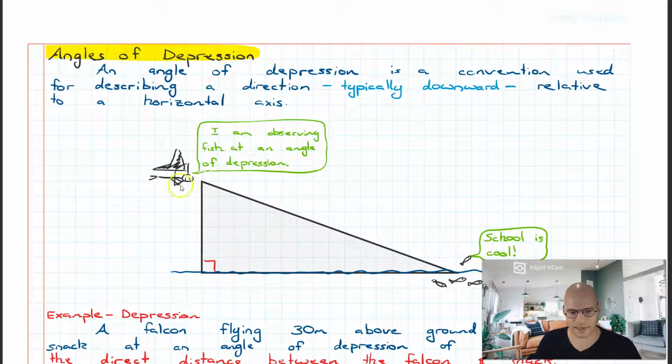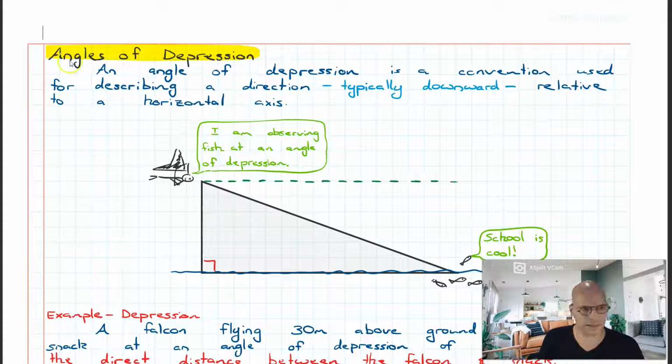The angle at which the hang glider is looking downward towards the fish can be described using an angle of depression. The angle of depression is defined by referencing the horizontal axis as shown by the green line, and then defining the angle of depression as shown by the symbols here. For this, we'll define the angle of depression as phi, depending on how you want to pronounce it. Now, an angle of depression is slightly different to an angle of elevation.